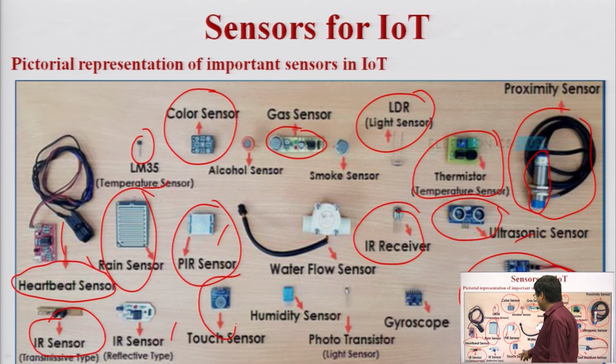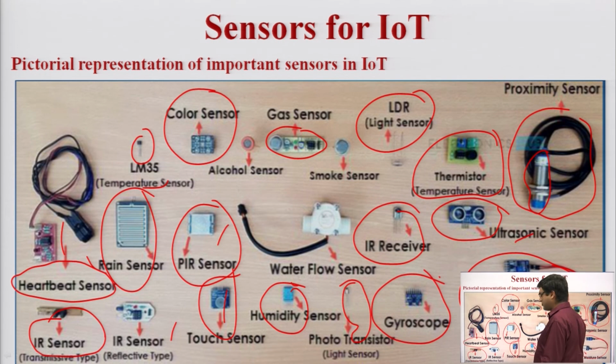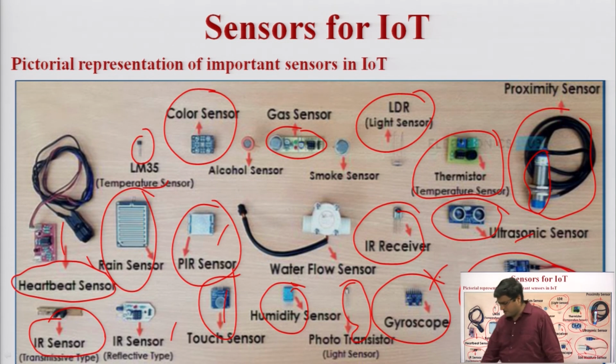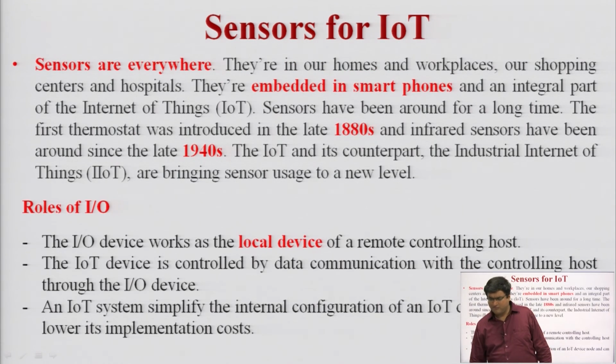We have a touch sensor. We can use touch sensors in our mobile phones. It may be capacitive or inductive. We have a humidity sensor. It can sense the humidity of the environment. We have a phototransistor. We have gyroscope sensors. A gyroscope basically detects the motion of a person. We have soil moisture sensors. These are the various types of sensors that can be employed.